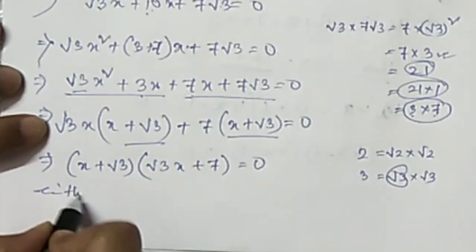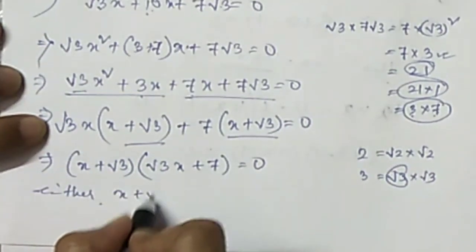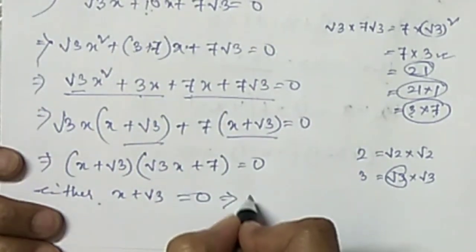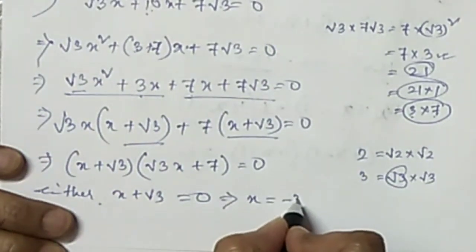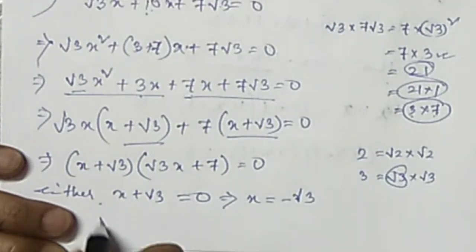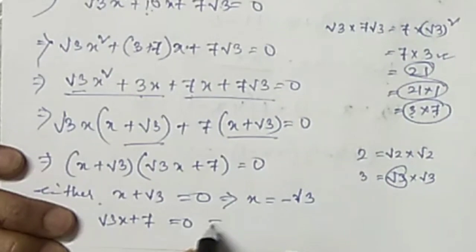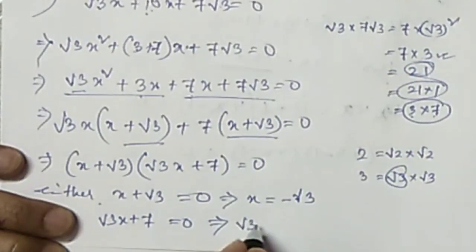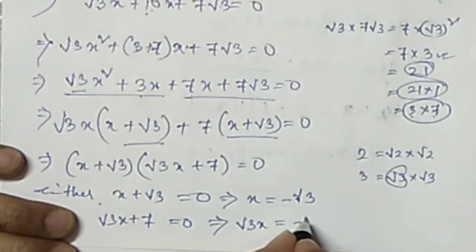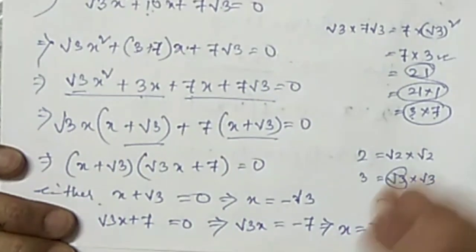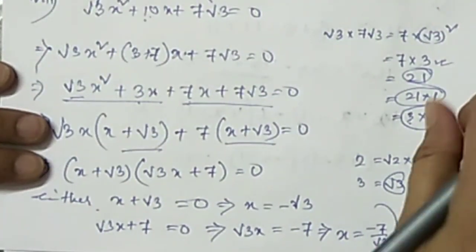Now either x plus root 3 is equal to 0, or x is equal to minus root 3, and from the other factor root 3x is equal to minus 7. Therefore x is equal to minus 7 by root 3. These two are the answers.